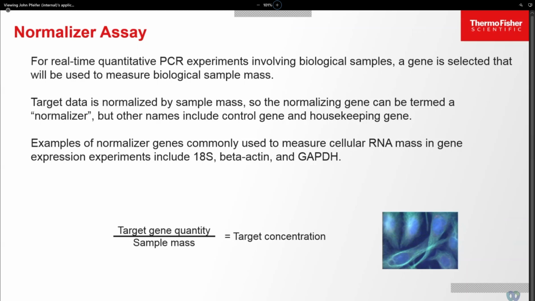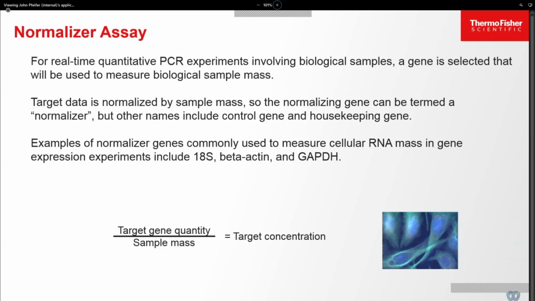So to calculate concentration, we need two pieces of information. We need to know how much target was in the sample, but we also need to know how big the sample was that the target came from. Together, that enables us to calculate target concentration. But typically, researchers will use a gene to normalize their target data by sample mass. So in other words, the normalizer gene is being used to measure sample mass. Some people use the term control gene, housekeeping gene. I like to use the term normalizer gene, but it's all the same idea.